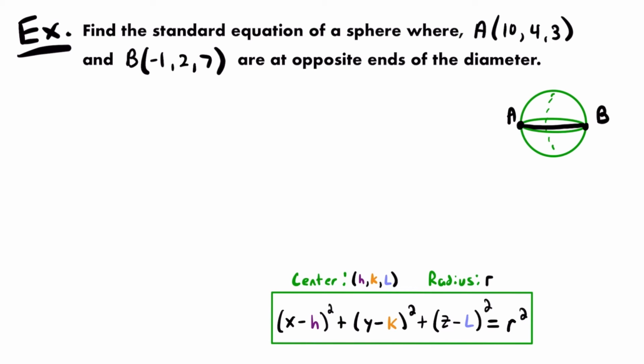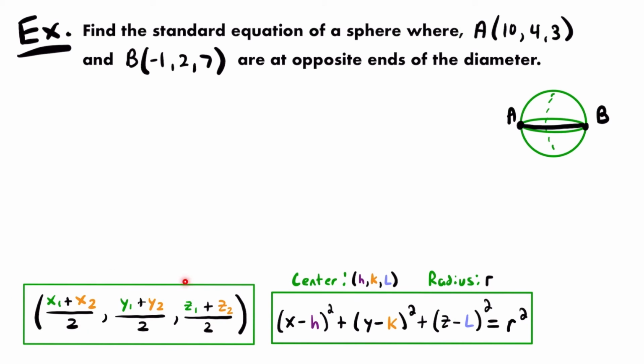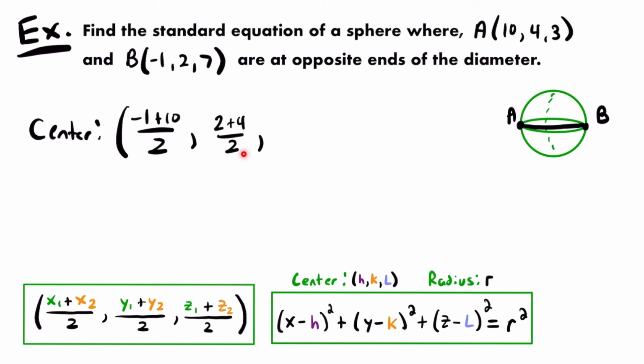So let's do that first. And remember, the midpoint formula looks like this. We just take the average of our x-coordinates, our y-coordinates, and our z-coordinates for these 2 points. So our center, or the midpoint, will be at the point where we average our x-coordinates. So we'll have (-1 + 10)/2. And then we'll have the average of our y-coordinates, which are 2 and 4. So we'll have (2 + 4)/2. And then we'll average our z-coordinates, which are 7 and 3. So we'll have (7 + 3)/2.